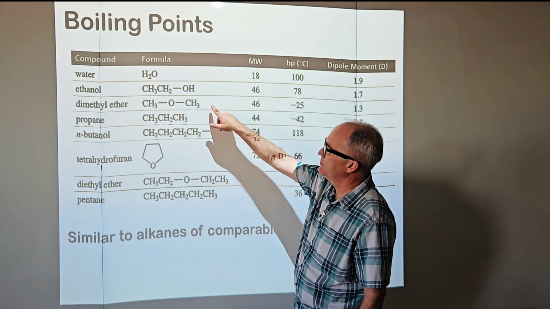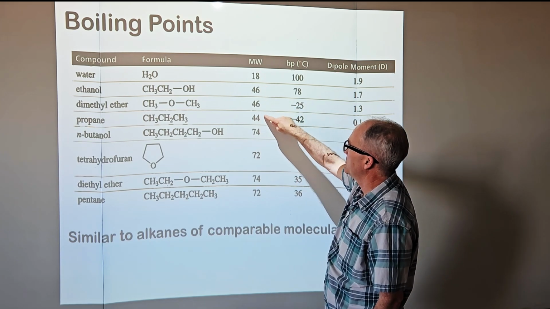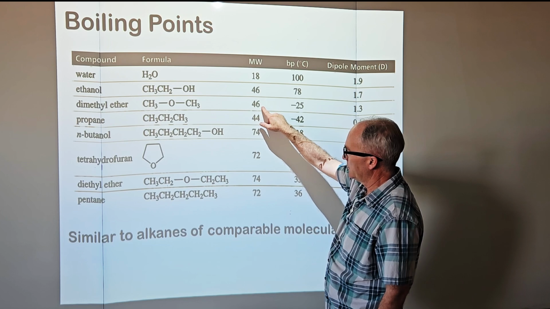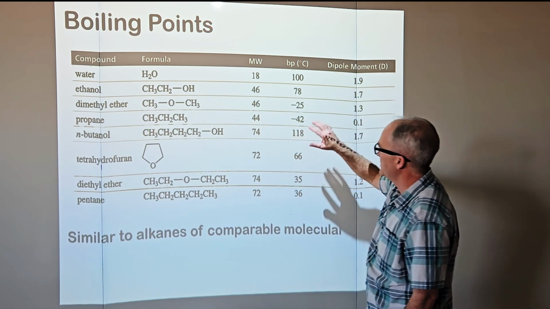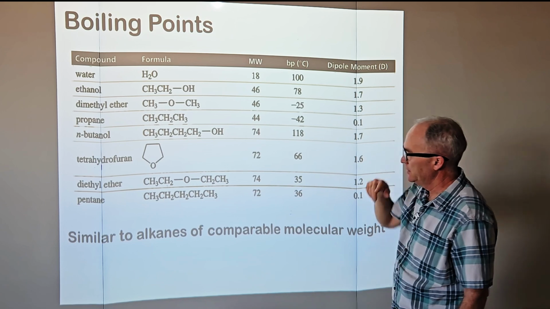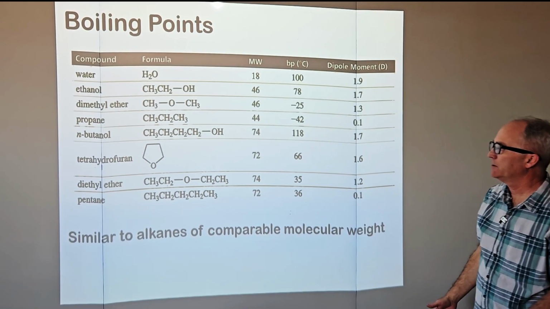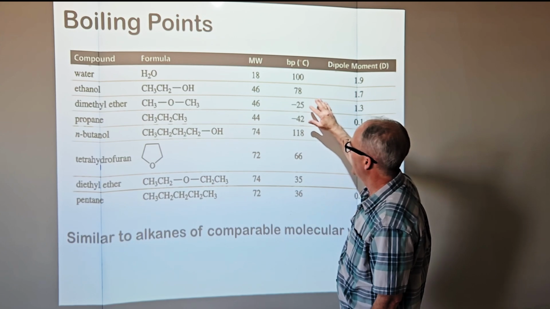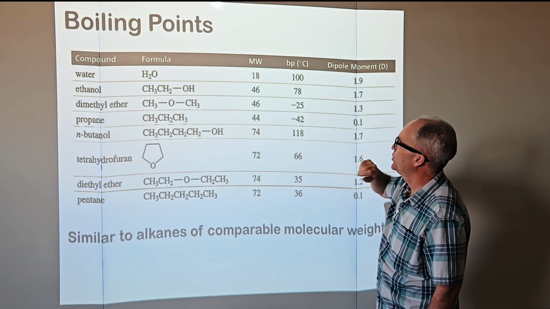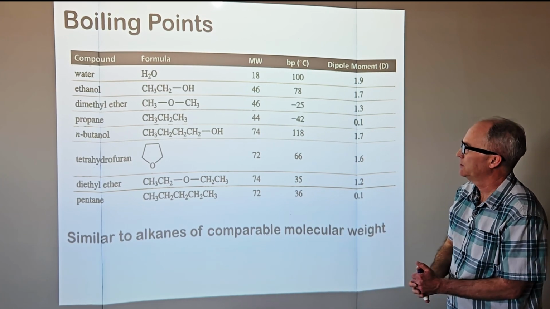Now we get to dimethyl ether, 46. So these are nice. They're all like nominally the same. Propane, diethyl ether and ethanol, and we see this big change here. This is due to hydrogen bonding. And so it says here, similar to alkanes of comparable molecular weight, that dipole moment has some effect there. You can see a much higher boiling point. Granted, negative 25 degrees Celsius seems pretty cool.